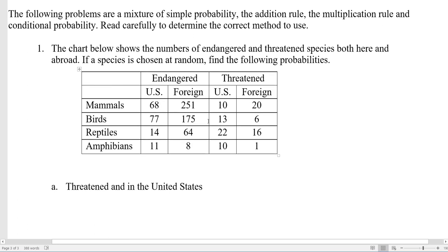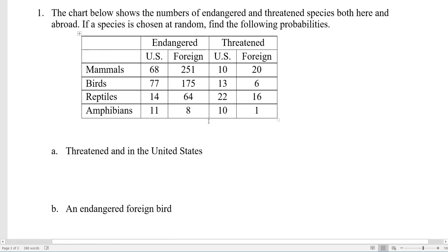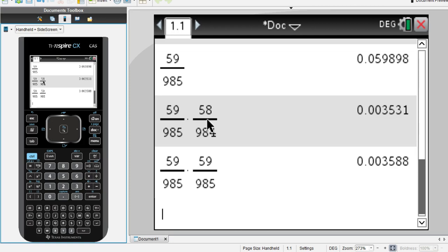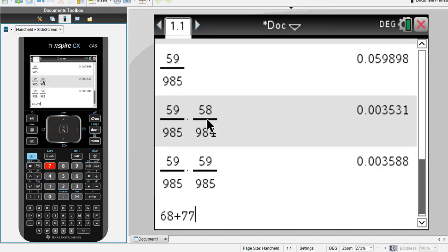The following problems are going to be a mixture of stuff that we've done. Let's see how we do. So, we need some totals. I'm going to ruin that word for somebody. So, 68, 77, 14, 11.